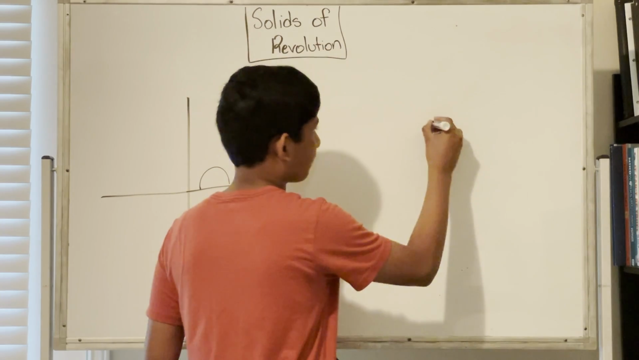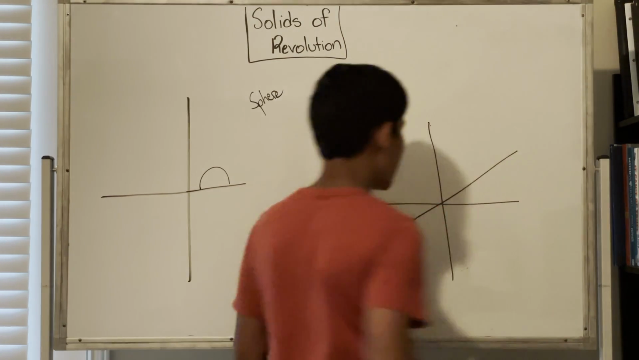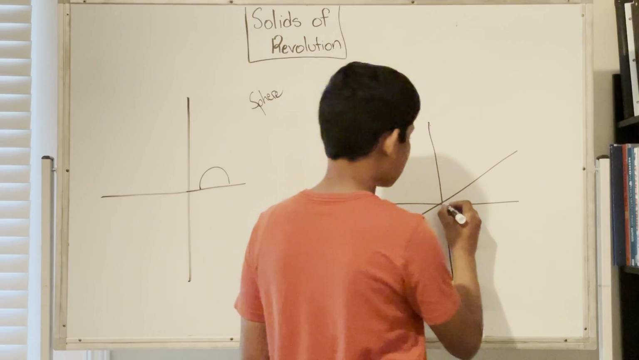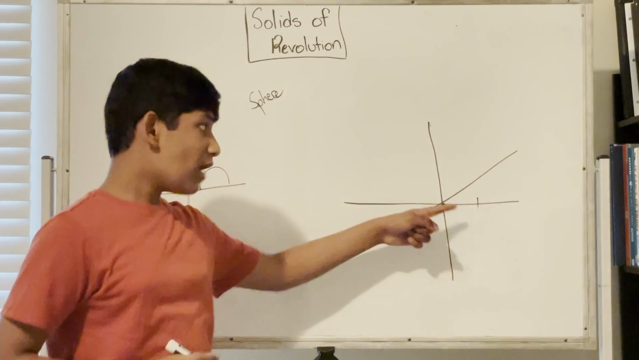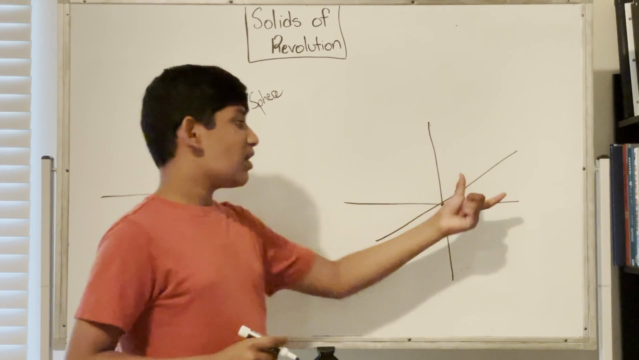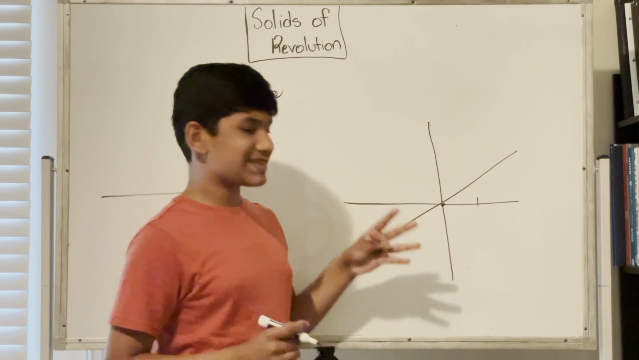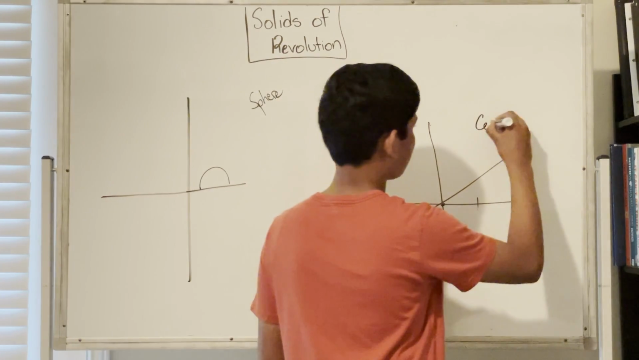Here's another. Imagine that we have a line, and we take this line in the first quadrant. We also say that we're observing this line from the origin to, let's say, a point over here. Now let's spin this part of the line in quadrant 1 around its x-axis. What would we get? Well, we would get a cone.